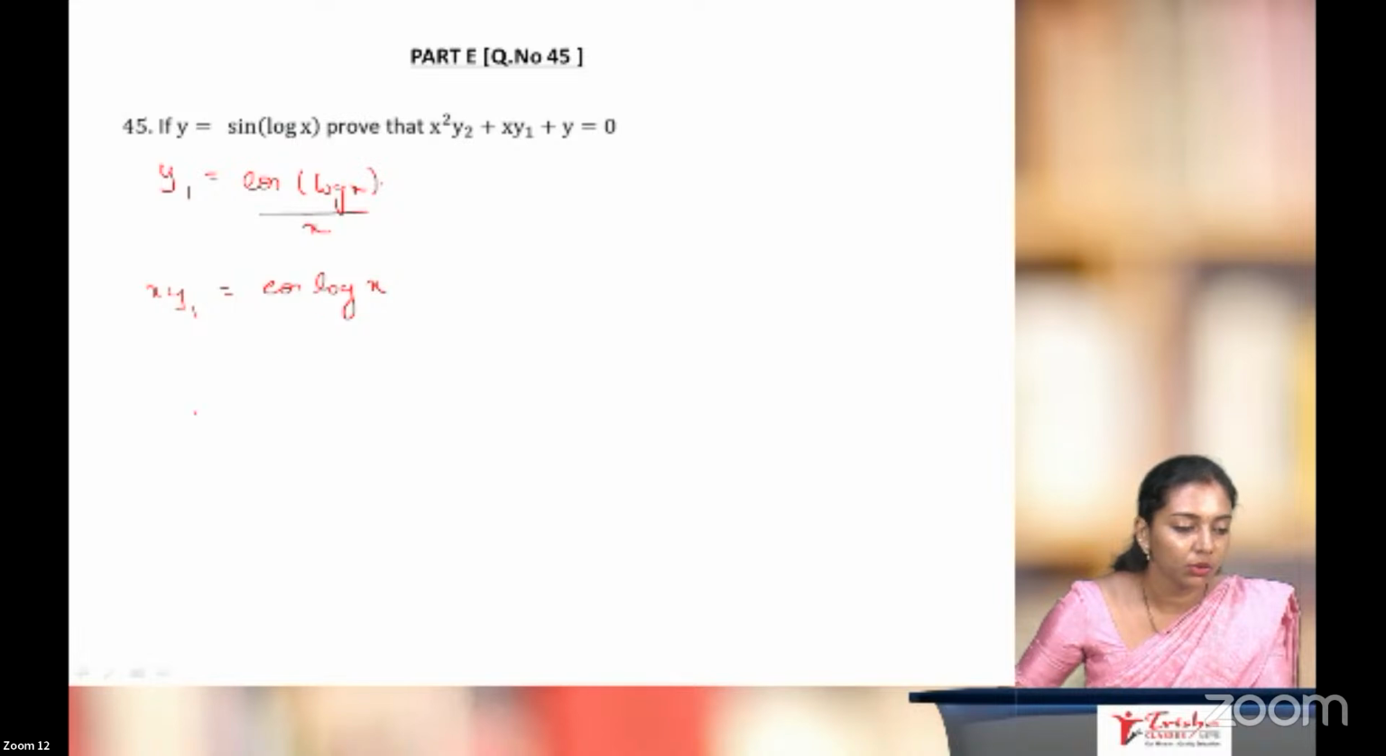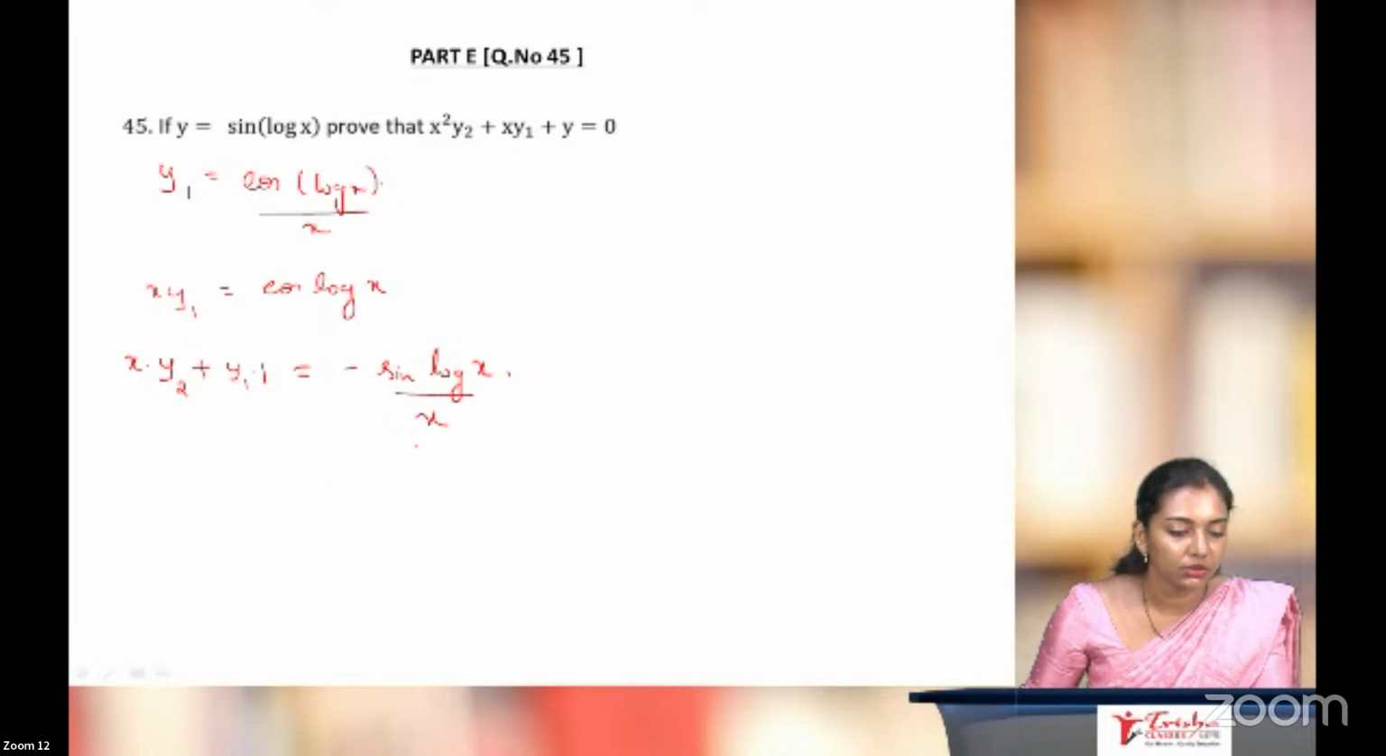Okay. Now what you have to do? You have to differentiate it again because I want y2. So here it is a function into another function. Product rule you have to put. So x into the first function, differentiation of the second function y1 becomes y2, plus the second function y1 into differentiation of the first function, differentiation of x is 1, equal to cos of the function minus sine of the function log x into differentiation of log x, which is 1 by x.